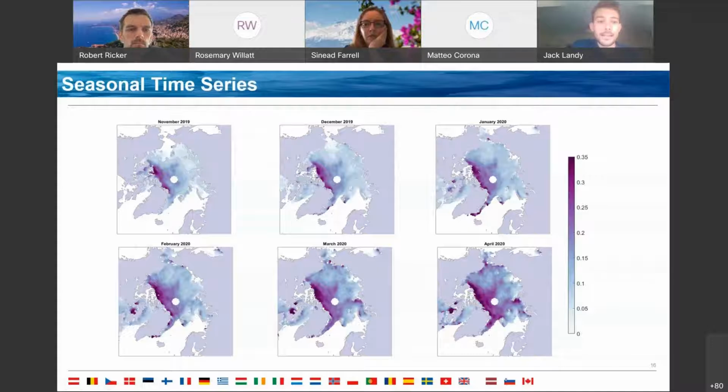But we also then see the snow depth increase over all ice types over the course of the season, and we see the strongest accumulation occurring in the Chukchi and the East Siberian seas, which has been noted before by Ron Kwok and others.